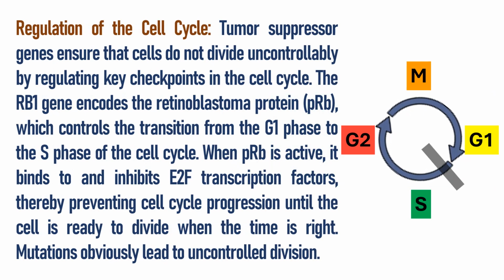Regulation of the cell cycle. Tumor suppressor genes ensure that cells do not divide uncontrollably by regulating key checkpoints in the cell cycle. The RB1 gene encodes the retinoblastoma protein, which controls the transition from the G1 phase to the S phase of the cell cycle. When retinoblastoma protein is active, it binds to and inhibits E2F transcription factors, thereby preventing cell cycle progression until the cell is ready to divide when the time is right. Mutations obviously lead to uncontrolled division.